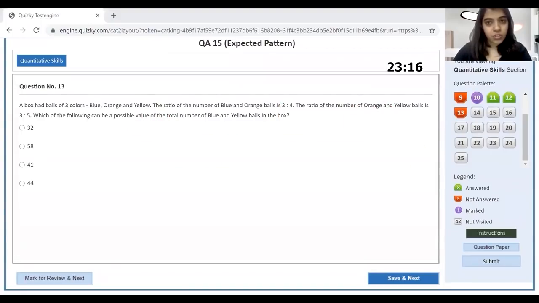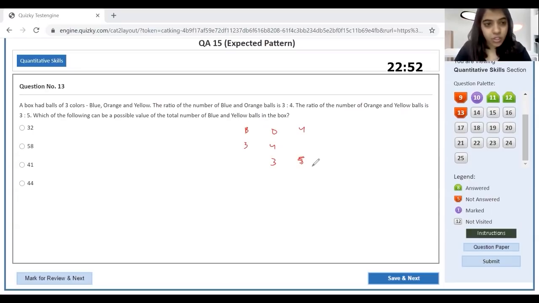A box has balls of 3 colors: blue, orange, yellow. The ratio of blue and orange balls is 3:4, right? The ratio of the number of orange and yellow balls is 3:5. What can be the possible value of the total number of blue and yellow balls?